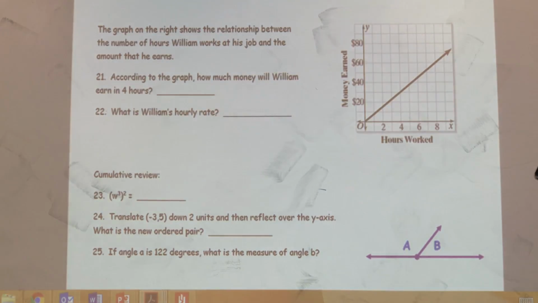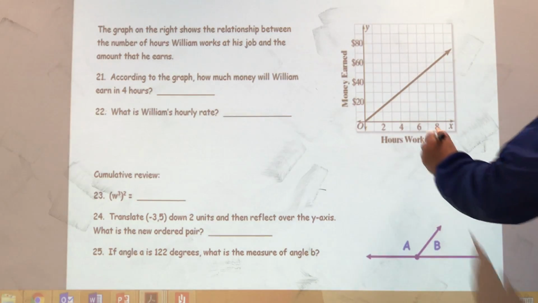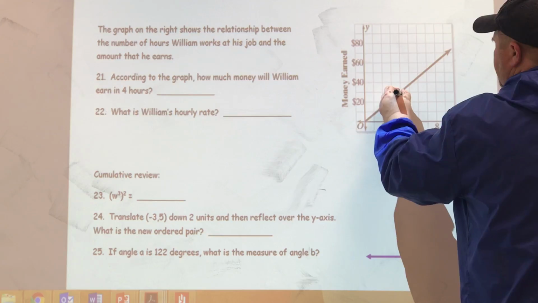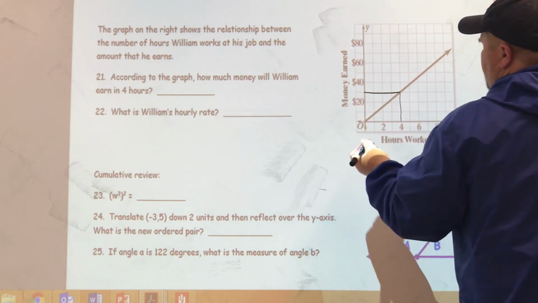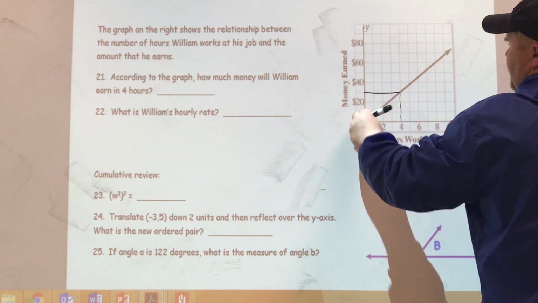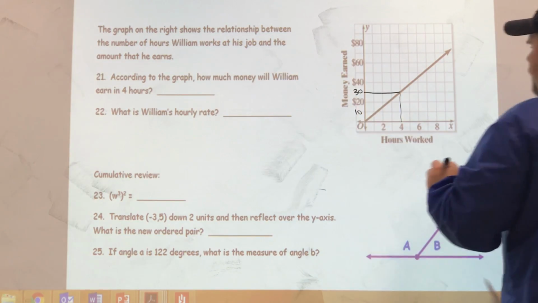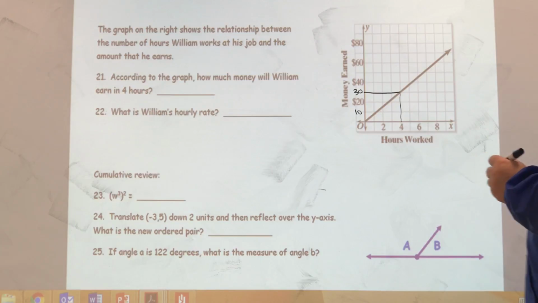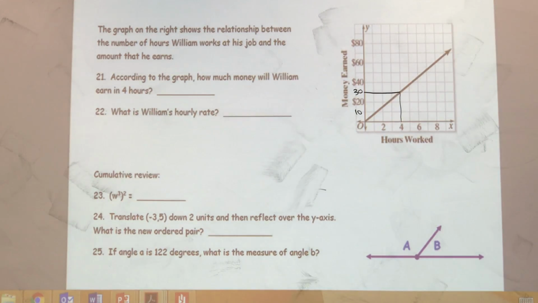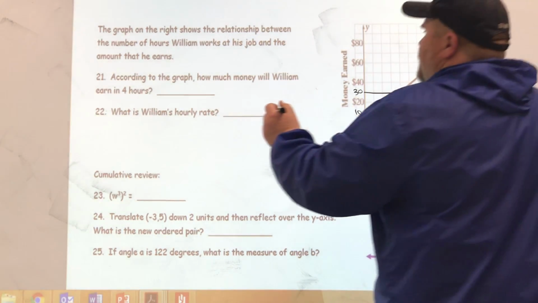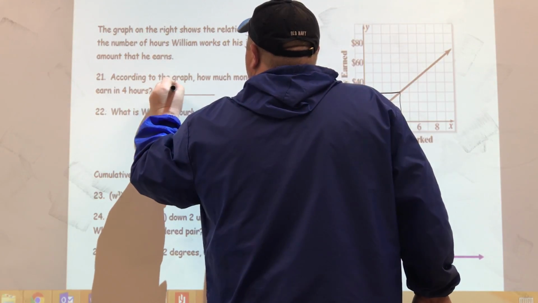The graph on the right shows the relationship between the number of hours William works at his job and the amount that he earns. According to the graph, how much money will William earn in 4 hours? Okay, so we go to the 4-hour mark, we go up until we hit the function line, we go across. We have to figure out, it's counting each one of these tick marks as 10, so that's 10, 20, $30. Okay, so he makes $30 in 4 hours, and that is what it's asking.